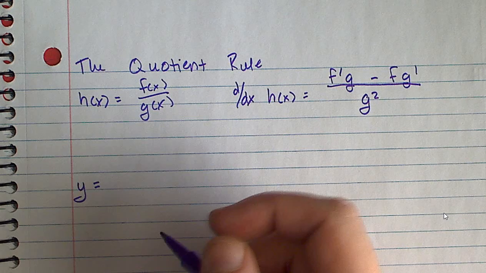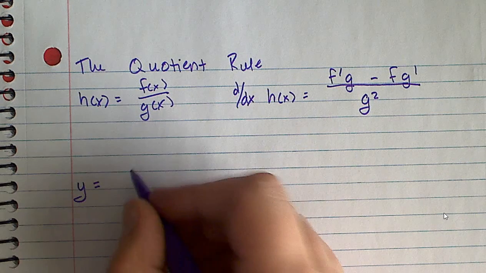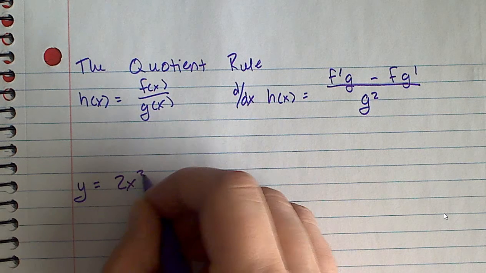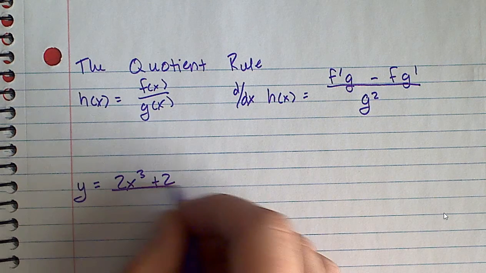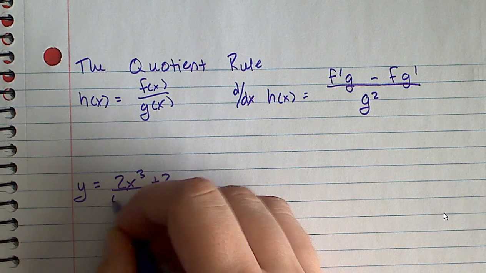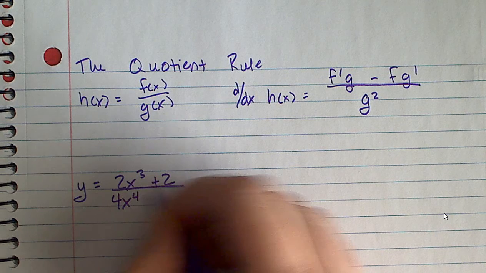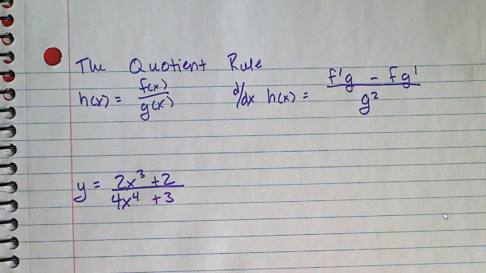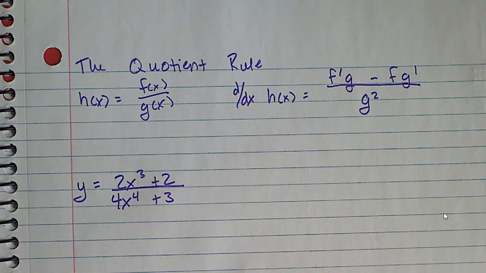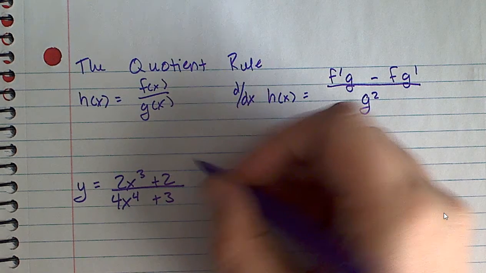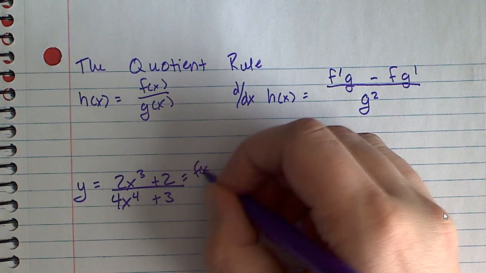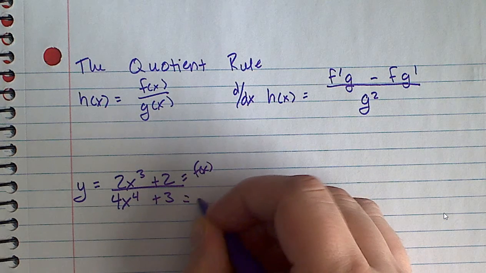All right. So let's say y of x is equal to 2x to the third plus 2 divided by 4x to the fourth plus 3. So in this case, f of x is what's on top, and g of x is what's on bottom. You can't flip-flop these because division isn't commutative. So I'm going to say that this is f of x, and down here, this is g of x.